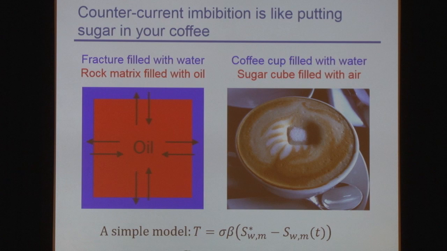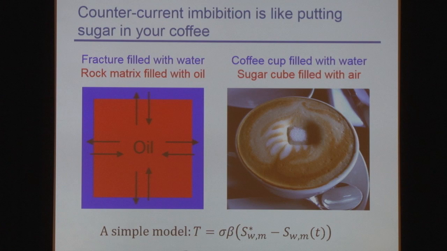using this transfer, using a very simple equation. The transfer is equal to the shape factor that tells us something about the size and form of the matrix block. The transfer rate beta, which tells us how fast the processes happen, depends on the permeability and the fluid properties of the rock matrix, the capillary pressure, relative permeability. The average maximum water saturation, or wetting phase saturation, that they can have in the rock matrix, and the average wetting phase saturation at a given point in time in the rock matrix.